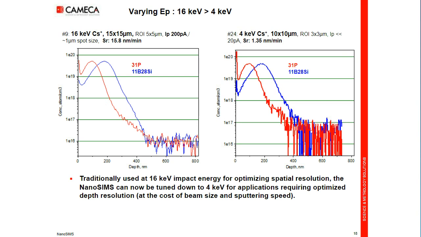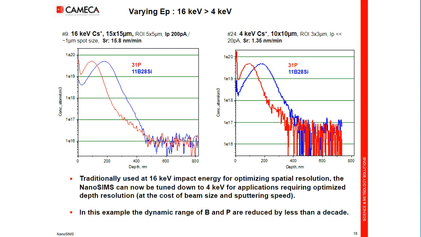In terms of dynamic range, the dynamic range is reduced slightly by less than 1 decade, but still we keep a good sensitivity below 1e17 for both phosphorus and boron. The main impact is on speed. Effectively, at 16 keV we go at 1 micron per hour roughly, and at 4 keV in this example we are at 80 nanometer per hour.